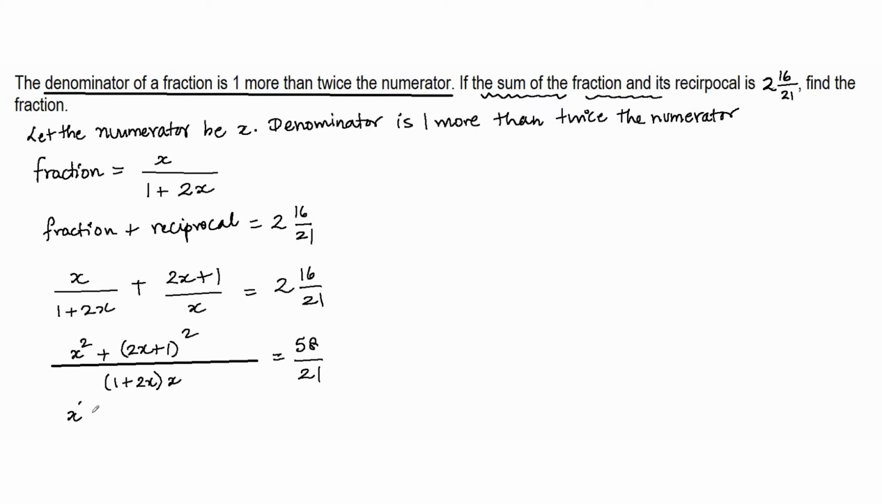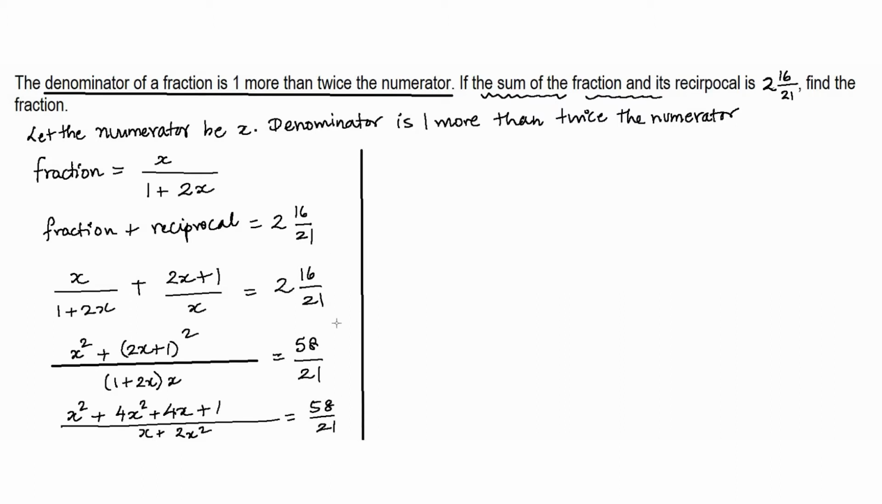So this becomes x square plus, (a plus b) the whole square is a square plus 2ab plus b square, divided by 1 into x is x and 2x into x is 2x square, is equal to 58 divided by 21. And therefore what happens is I can now combine some like terms. So 5x square plus 4x plus 1 divided by 2x square plus x is equal to 58 divided by 21.